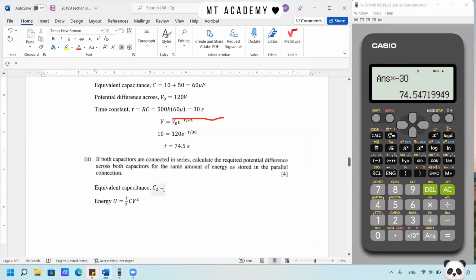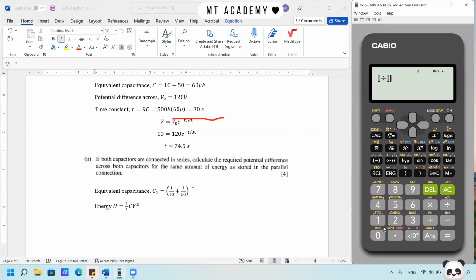So in series, what we do is just the reciprocal of 1 over 10 micro plus 1 over 50 micro, reciprocal, because this is how we calculate the equivalent capacitance of capacitors in series. So 1 over 10 plus 1 over 50, and then we do reciprocal. So it is equal to 8.33 microfarad.